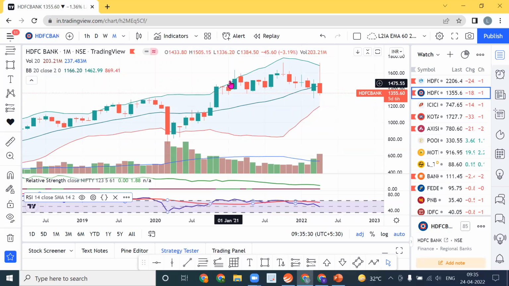We are seeing that it has come back from the upper band levels. It has come back to the median, the mean 20 SMA levels. Okay. Now what will I see?